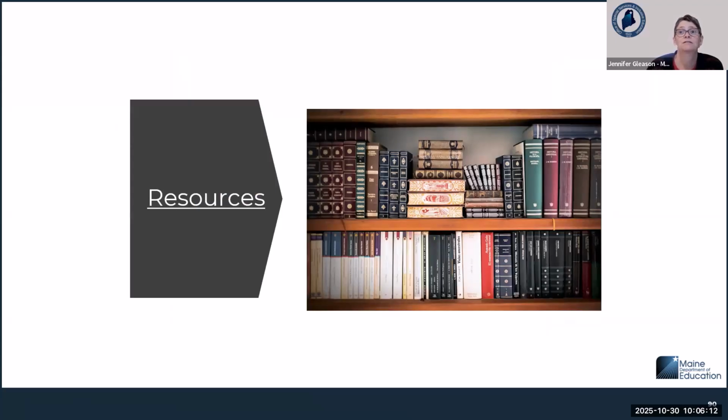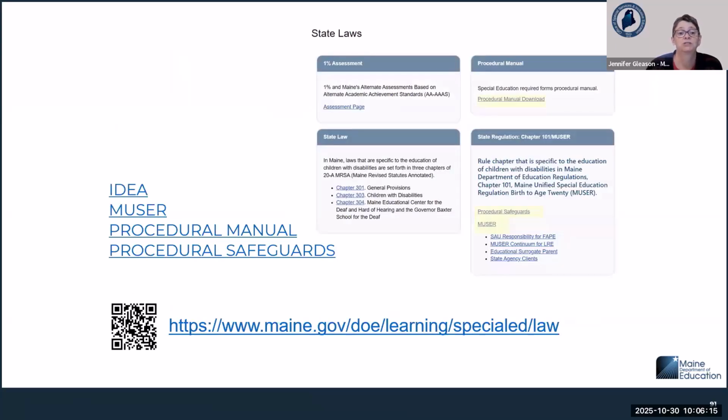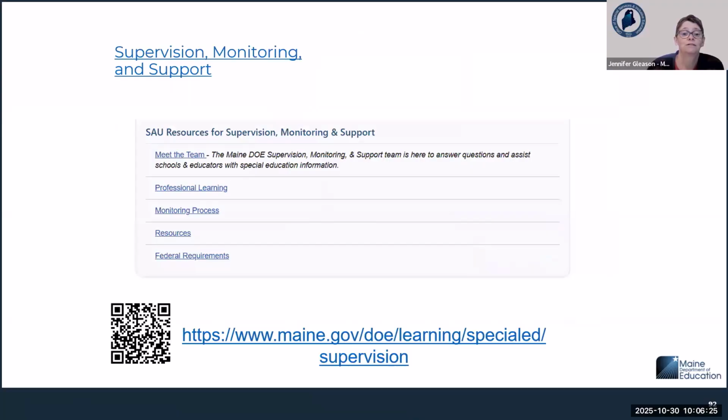Our website has some general special ed cool stuff. This link will bring you to all the law stuff as well as the procedural manual, and procedural safeguards are there as well. This is our Supervision, Monitoring, and Support Teams page. I have to update that because it looks a little bit different now. It's also really hard to get to because the Maine DOE website is really hard to navigate. So if you bookmark this one, I'm responsible for keeping this up to date, and I have to bookmark it so that I can find it. So bookmark it.